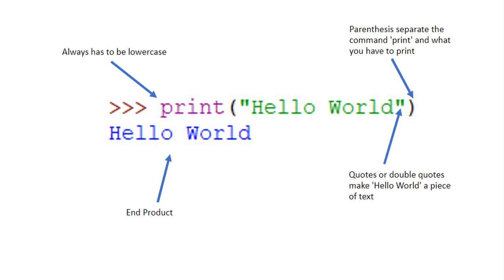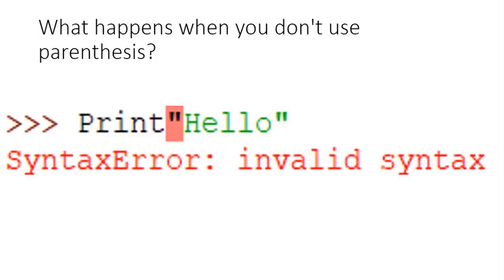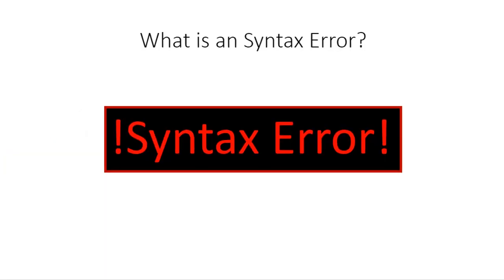So now let's look at what happens if you don't use parentheses. If you don't use parentheses, you will get a syntax error. And that's because the parentheses, if they were there, would separate the command print and what it should print, hello. So that's why you get a syntax error. So wait, what is a syntax error? Syntax is an arrangement, rules, process, or an order to follow. A syntax error is an error in the code such as misspelling the commands, improper quotations, etc.